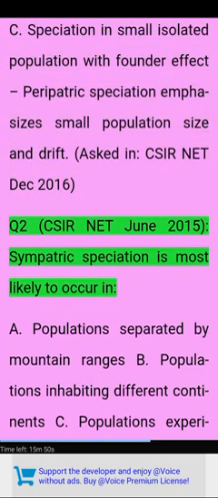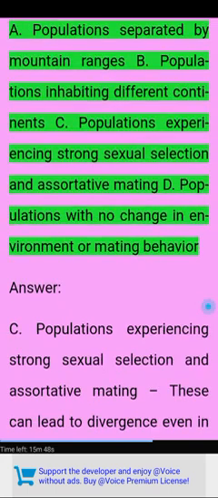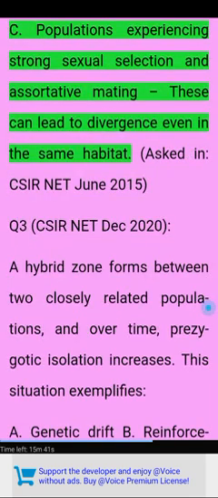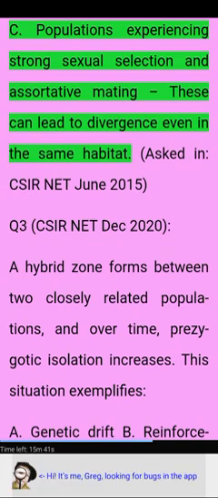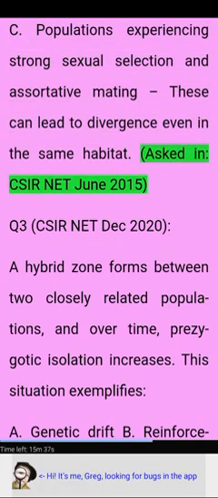Q2, CSIR-NET June 2015. Sympatric speciation is most likely to occur in: A: a population separated by mountain ranges. B: populations inhabiting different continents. C: populations experiencing strong sexual selection and assortative mating. D: populations with no change in environment or mating behavior. Answer: C, populations experiencing strong sexual selection and assortative mating. These can lead to divergence even in the same habitat. Asked in CSIR-NET June 2015.